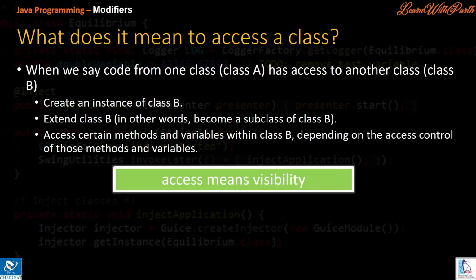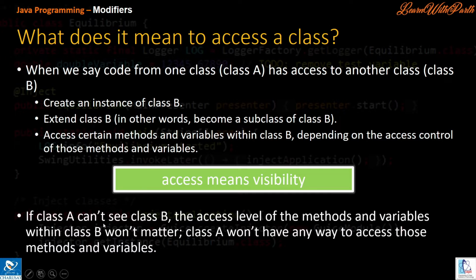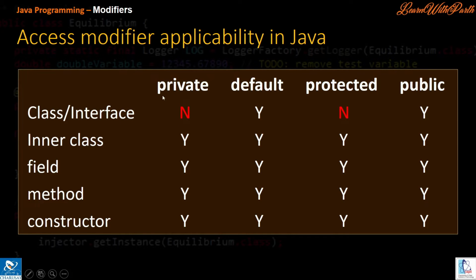Okay, so member does not mean only the variable as well as the method, but it also means the class. So if class A can't see class B, the access level of the methods and variables within class B won't matter. That means if class B is private, then the access level of any member specified in class B doesn't matter. Class A won't have any way to access those methods and variables declared in class B. So there are four types of access specifier in Java, called private, default, protected, and public.